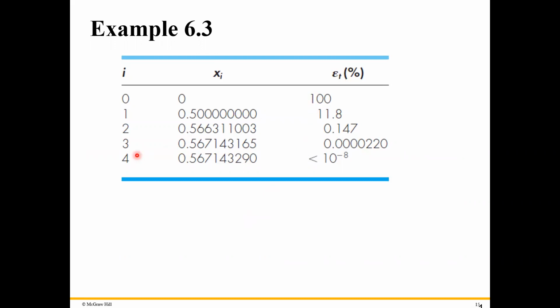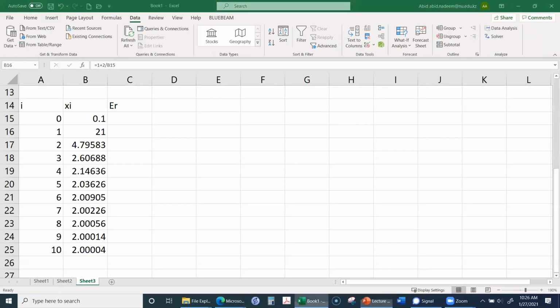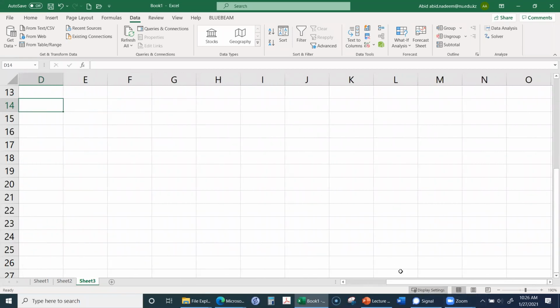In this case, you can see that within 4 iterations, we get a true percentage error of less than 10 to the power minus 8. So let's see how we can do it. Let me show you in this example. Okay, so i is representing the iterations: 0, 1, 2, 3, 4, 5. Maybe five iterations are enough.